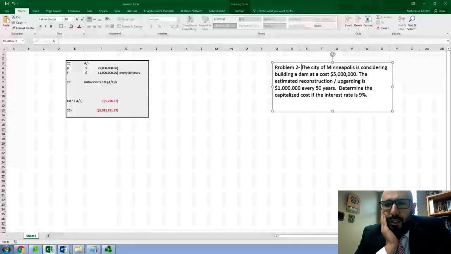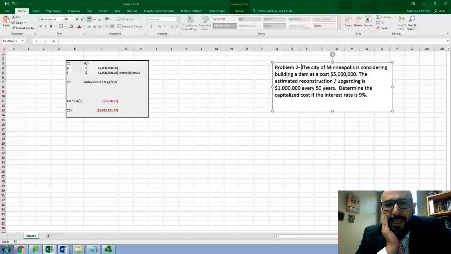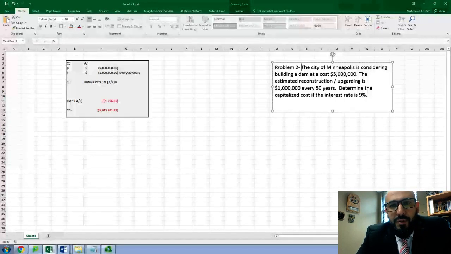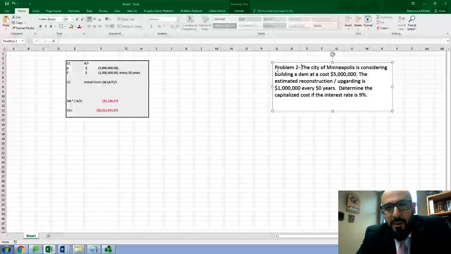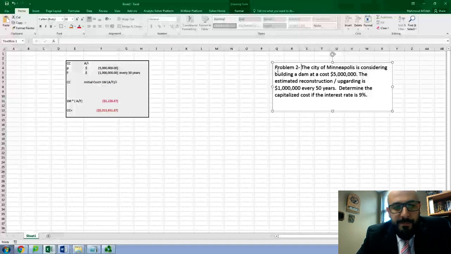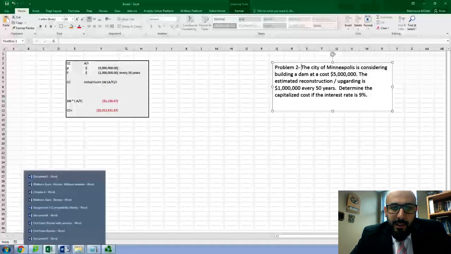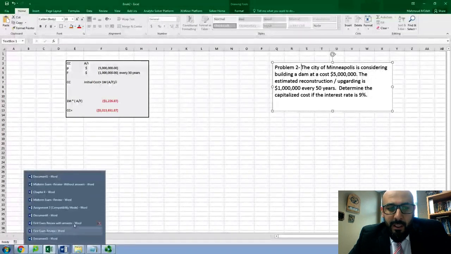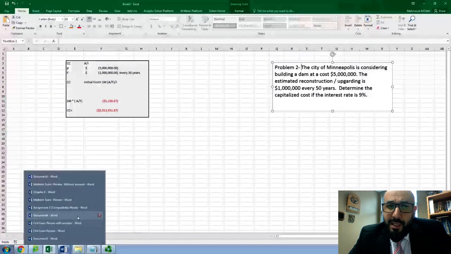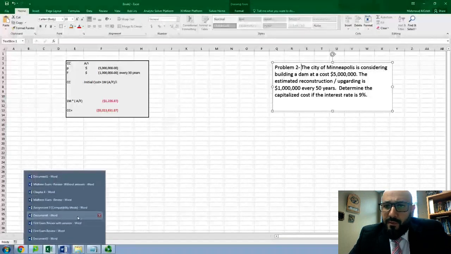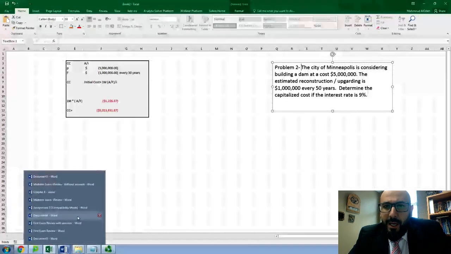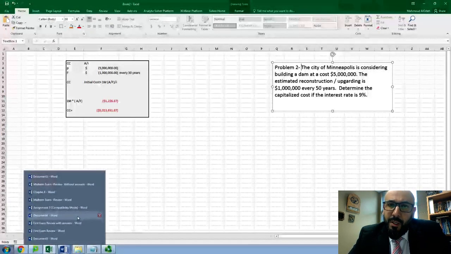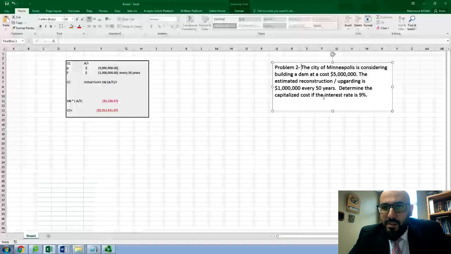What we need to do here is find the capitalized cost if the interest rate is 9%. Again, before we start, I need you to correct the language of this problem 2, and I apologize again, this is a pre-print for the textbook, so I haven't had the chance to review or proofread it. Anyway, just please correct that.